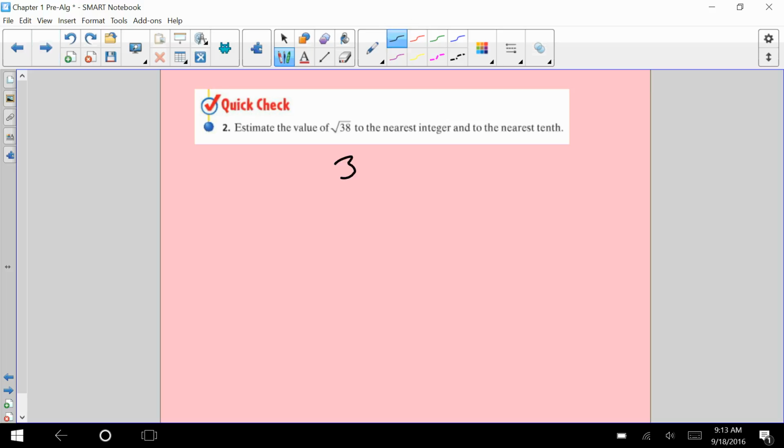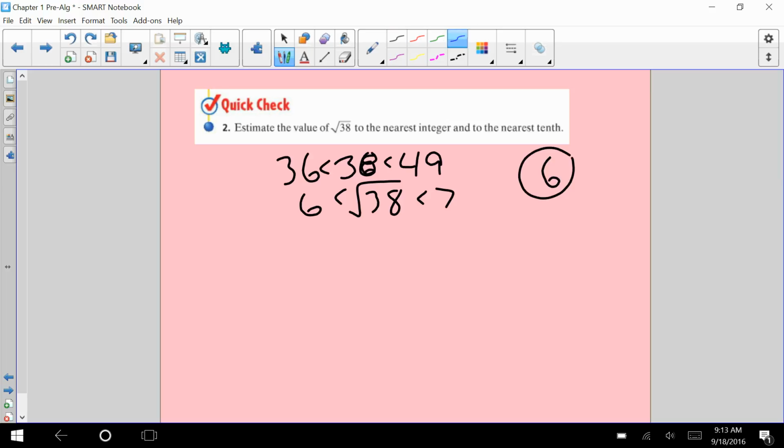You should find that 38 is between 36 and 49. So the square root of 38 is between 6 and 7. It is closer to 6. Now we want to guess and check, basically. I would go with my first guess being maybe 6.2.